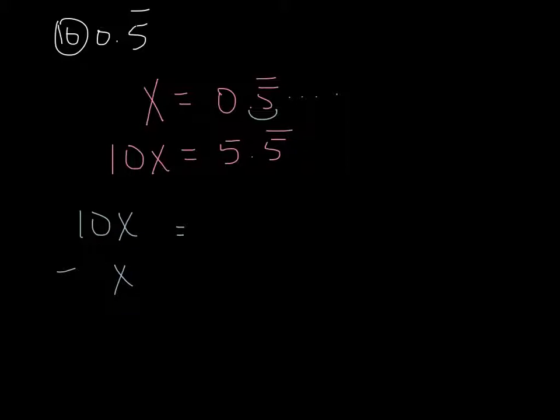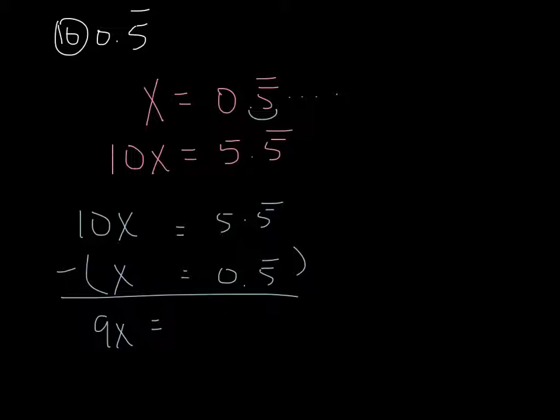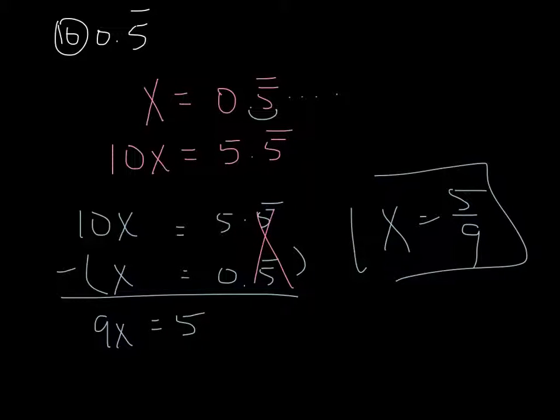So we're going to take 10x, and I'm going to subtract x. That's equivalent to taking 5.5 repeating and subtracting 0.5 repeating. So I get 10x minus x gives me 9x, 5.5 repeating minus 0.5 repeating. The repeating parts cancel, and I get 5, and so dividing by 9, x equals 5 ninths. That's what we get for 16.